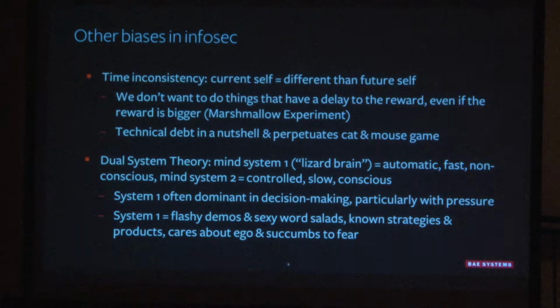Dual system theory is basically that we have two sorts of brains. The first one is what I'd call the lizard brain, system 1. It's automatic, fast, and unconscious. System 2 is more of the rational, almost like Greek, controlled, slow, and conscious. We'd ideally want to make decisions with system 2, but most of the time we make them with system 1, particularly when there's pressure, you're busy, things like that.